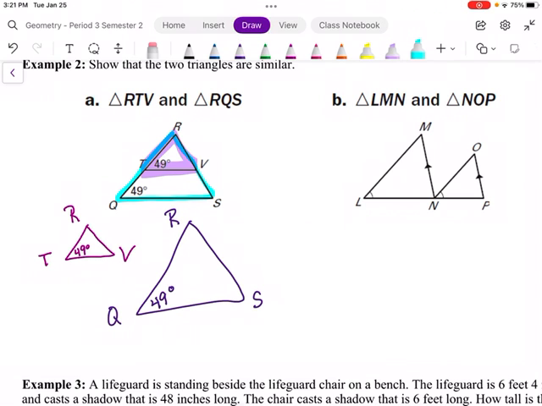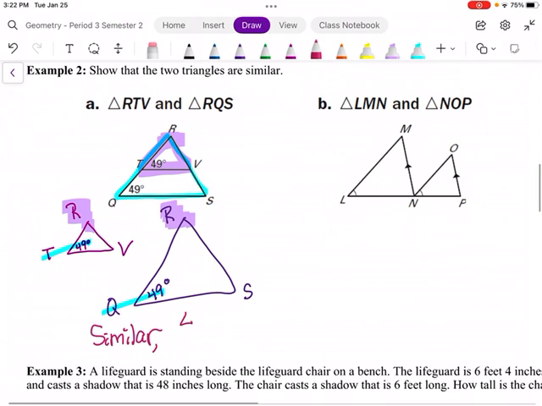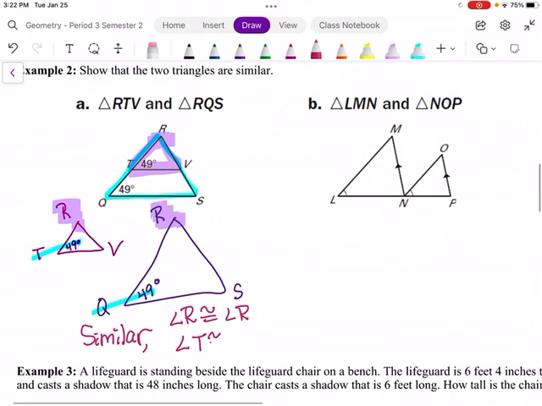So between the two triangles, we know T and Q are the same. And then you'll notice both of them have an angle R. And that's because they both overlapped at that top angle. So we know those are also congruent. That tells us that yes, these are similar. And we know that because angle R is congruent to angle R, which is the reflexive property. And then angle T is congruent to angle Q, which was just given to us.